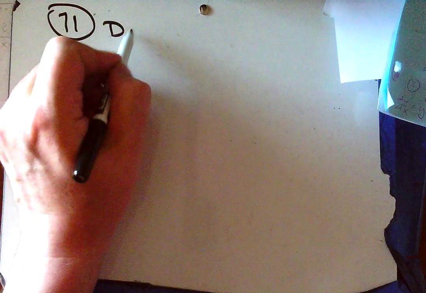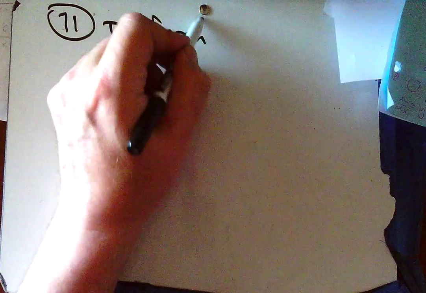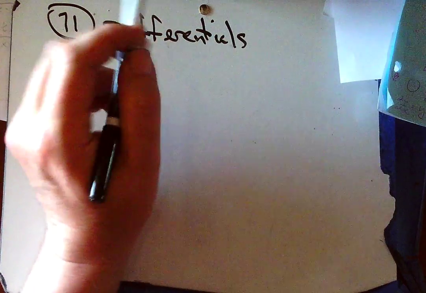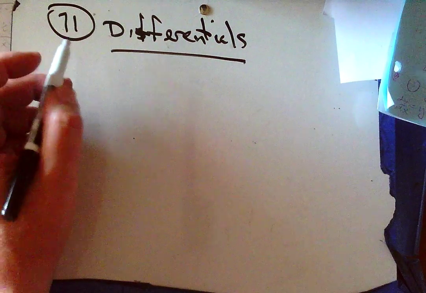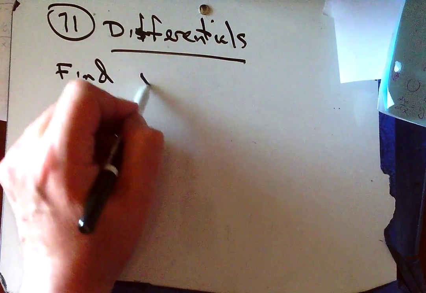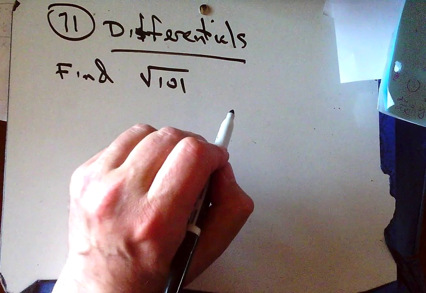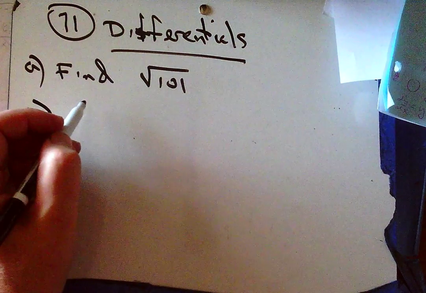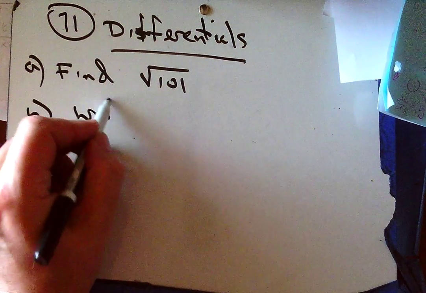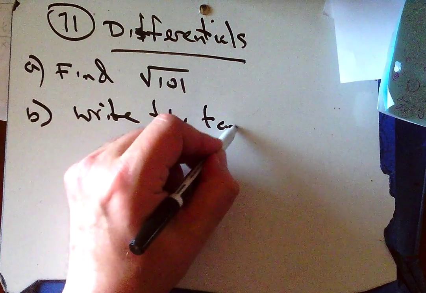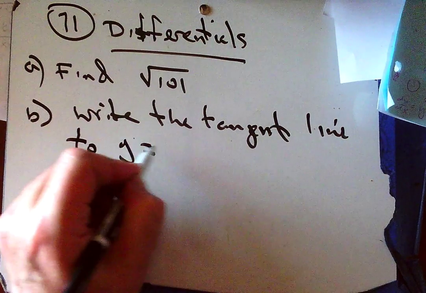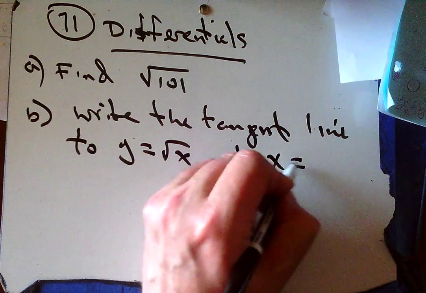So let's get a move on now to assignment 71. We're talking about differentials. Not the car's differential, but here's what I'd like to have you do. A, find the square root of 101. B, I'd like you to write the tangent line to y equals square root of x at x equals 100.